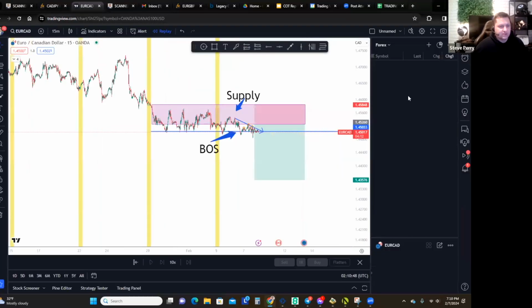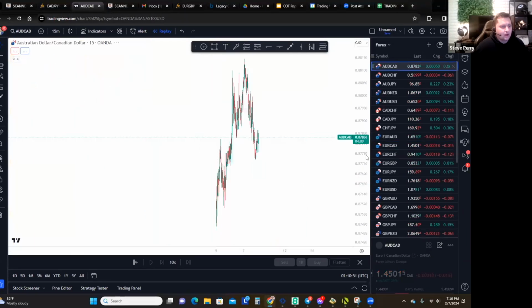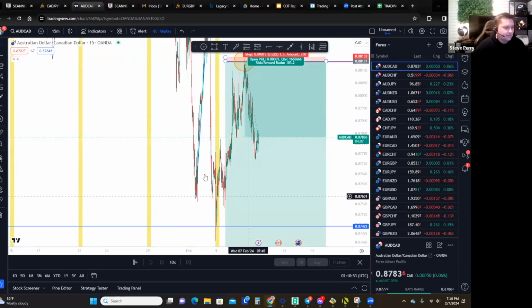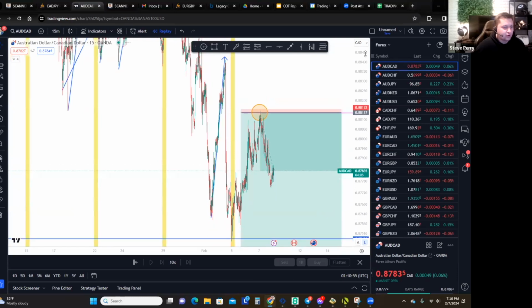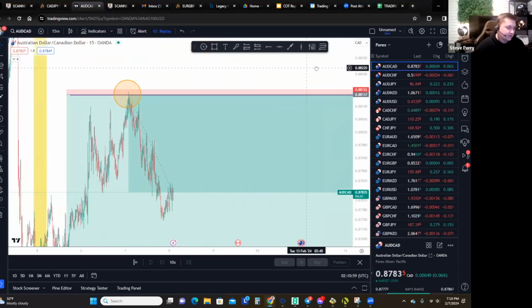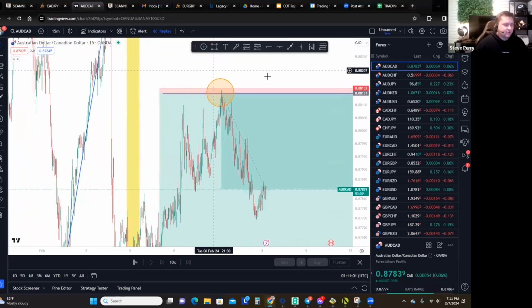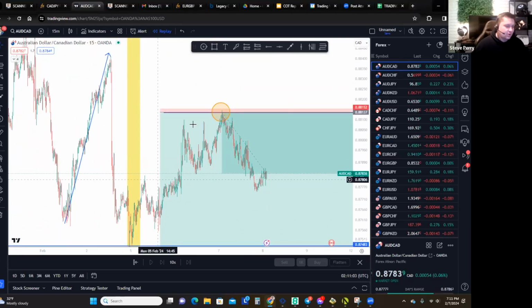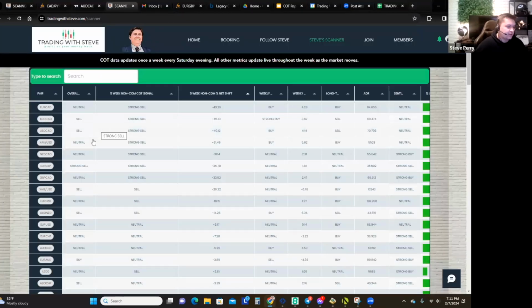We posted this Aussie CAD trade the other day, and that triggered our entry just perfectly, and now is on the way. So anyway, it just kind of goes to show again, this is what they're after. Anytime this thing goes up, they're interested in sending it right back down. It's really actually kind of crazy to see how they do this.